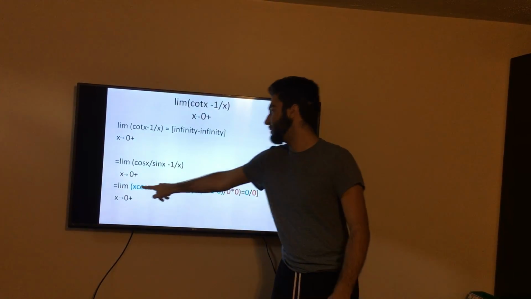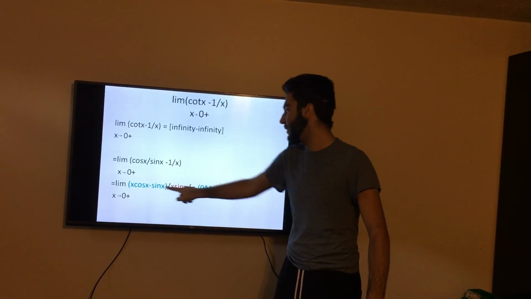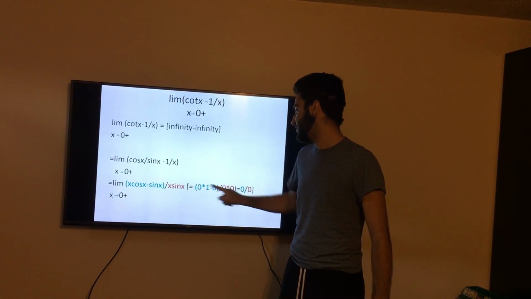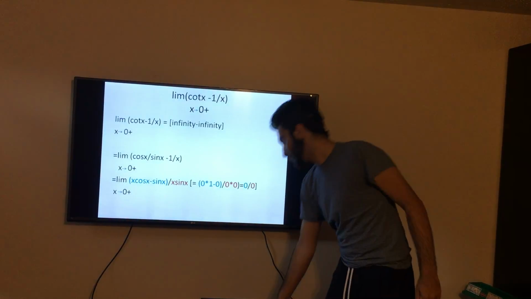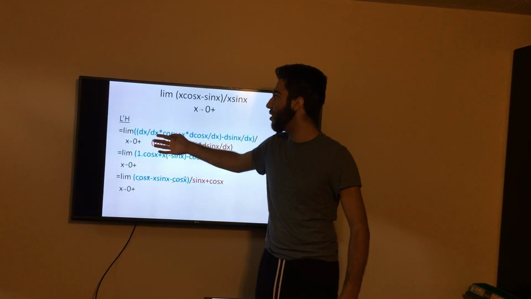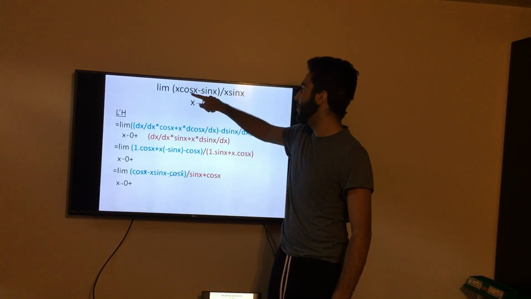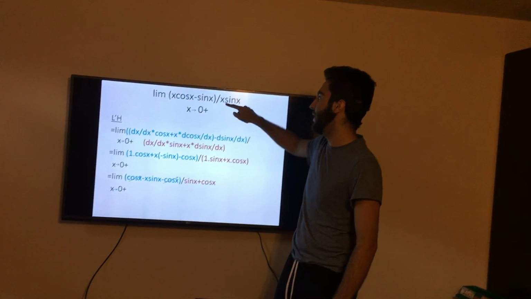So when we did that, x goes to 0, cosine x is equal to 1, and sine x goes to 0, while x goes to 0 again. So what we get is 0 over 0, which is an indeterminate form, and we can use L'Hopital rule. When we use the L'Hopital rule, it's really easy. For the numerator, we find the derivative of cosine x minus sine x, then we use the product rule on x sine x.